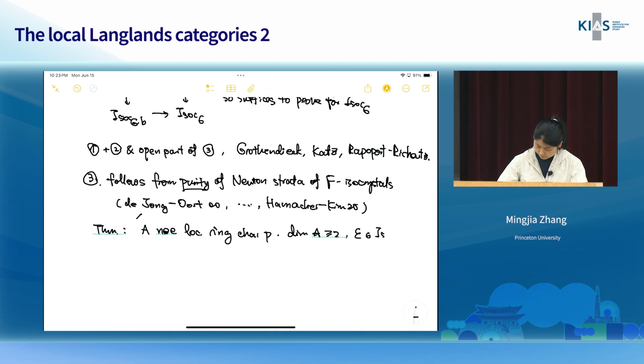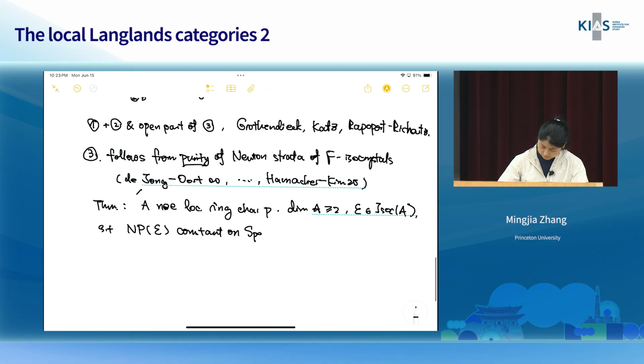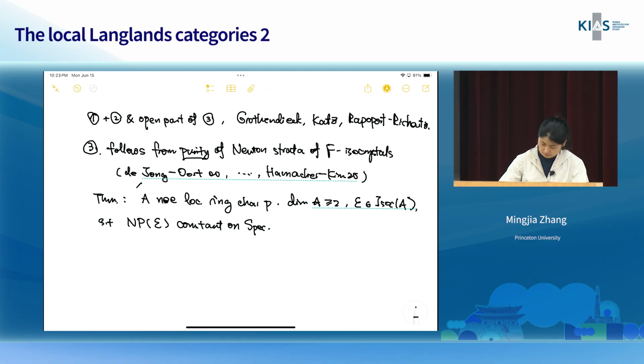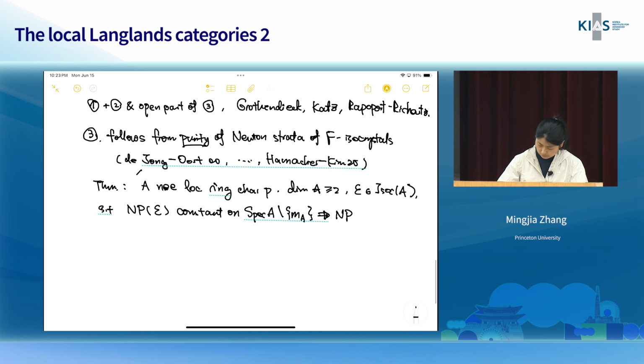So in other words, this constancy of the Newton polygon extends over codimension 2 loci, which is why this result is called purity. Here NP stands for Newton polygon. And this of course says that if you have a jump of the Newton polygon, then it has to happen in codimension 1. But then you have to work a little more to show that it's actually affine. So the open immersion is affine.